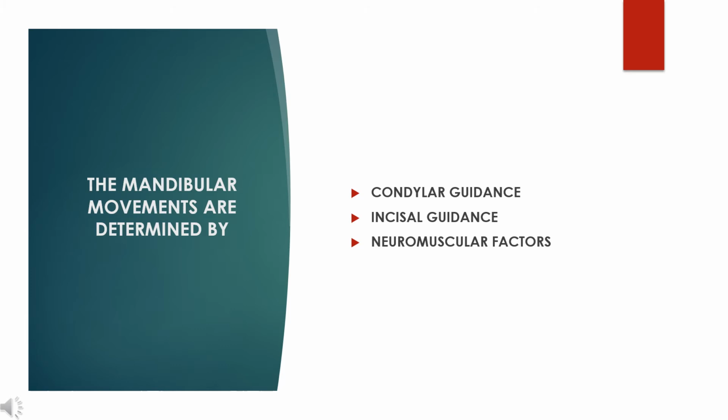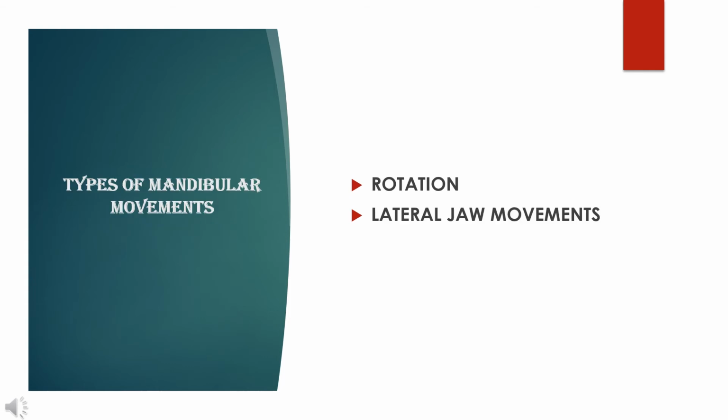The movement of the jaw is determined to a greater extent by the muscles of mastication, which coordinate together to move the mandible in a symmetric manner. Now we'll see about the types of mandibular movement. It is of two types, that is the rotation and the lateral jaw movement.